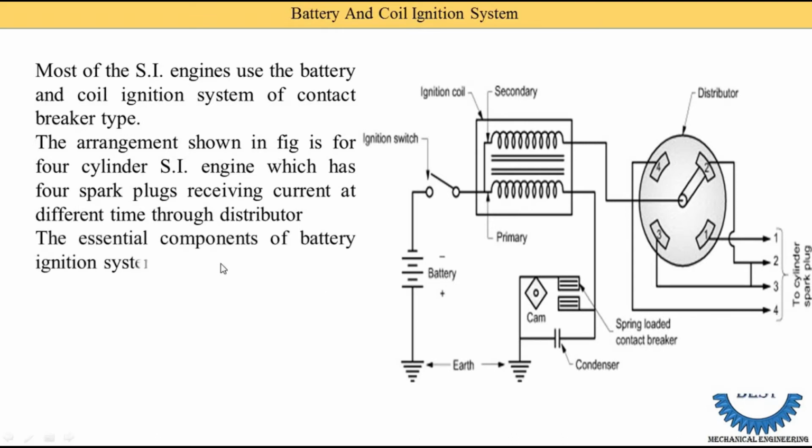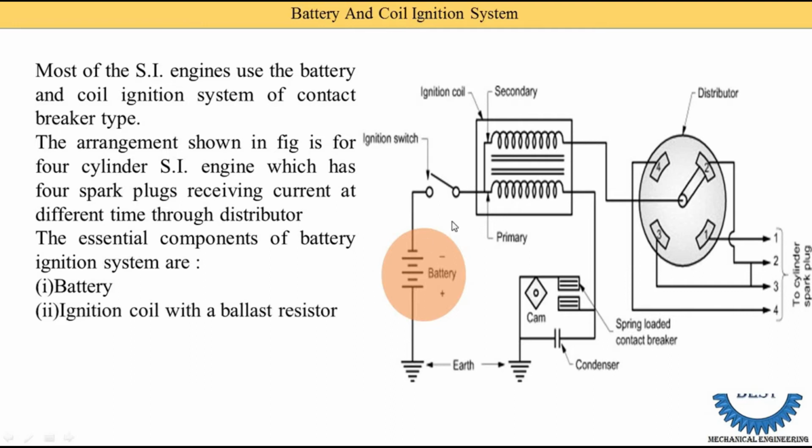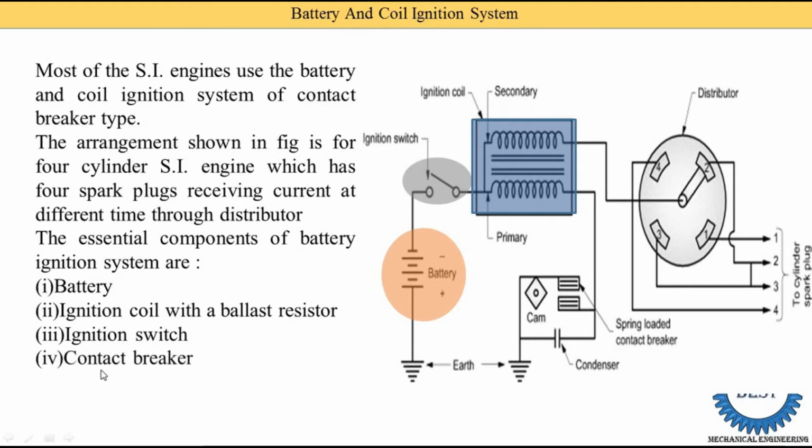The essential components of the battery ignition system are, first, the battery. Here you see the battery. The second component is the ignition coil with ballast resistors. The third component is the ignition switch. It is a switch just like at our home for starting the fan, tube lights and TV. When it is connected, the current flows from the battery. It is known as the ignition switch.